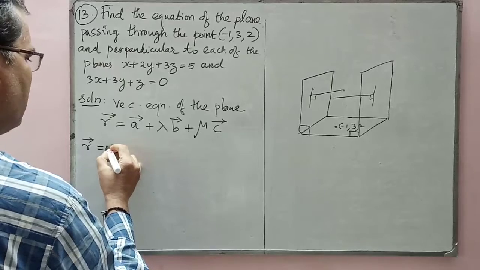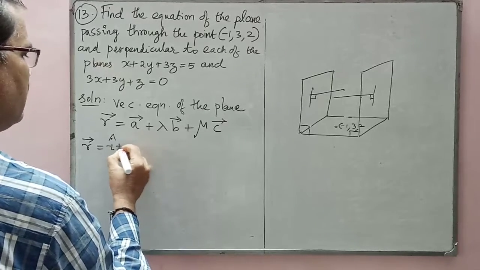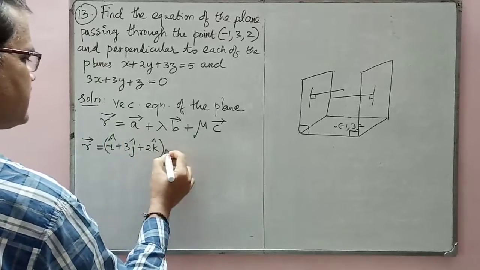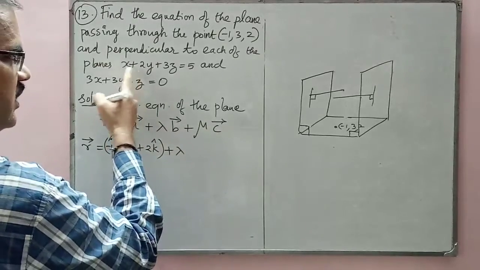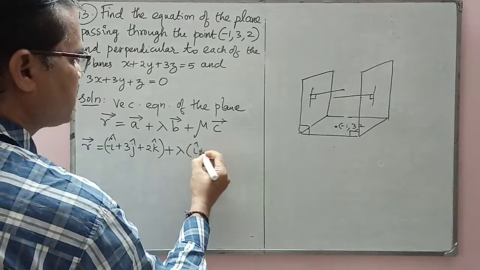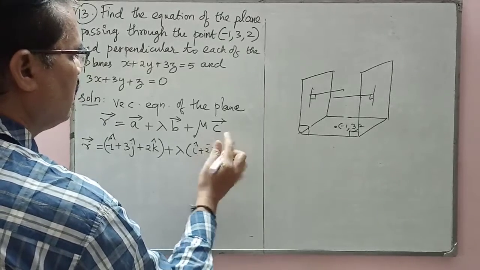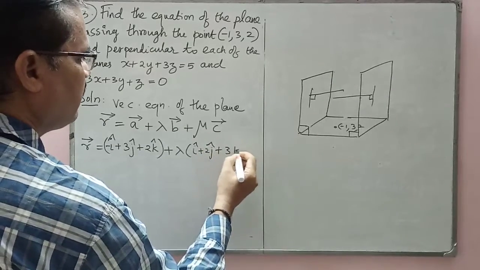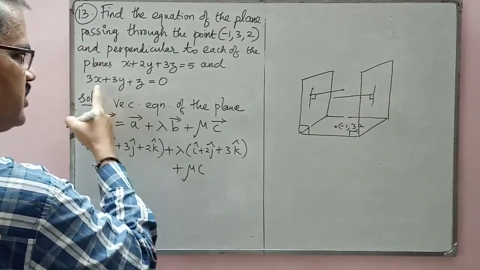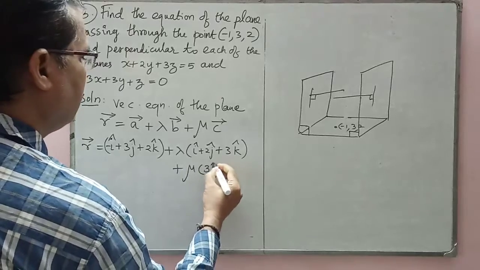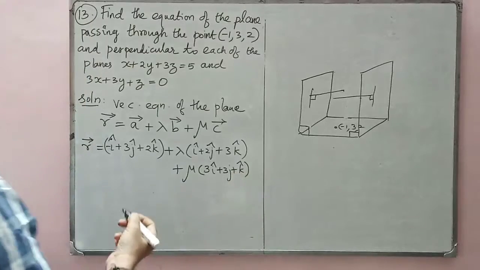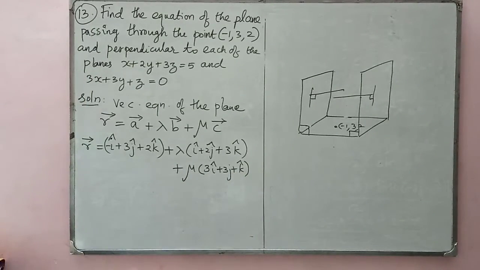Write it in vector form: -i cap plus 3j cap plus 2k cap plus lambda into the direction of this, where xyz has to be changed to ijk. So you will write i cap plus 2j cap plus 3k cap, plus mu into, again changing xyz to ijk, 3i plus 3j plus k. This is the vector equation of the plane.